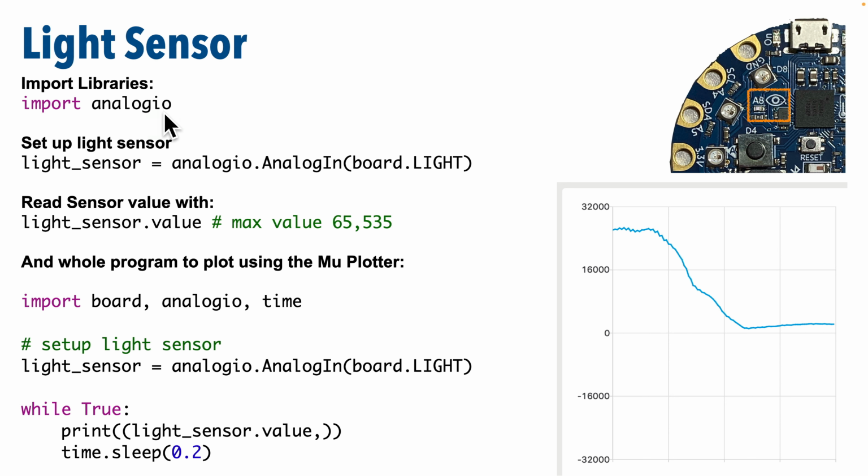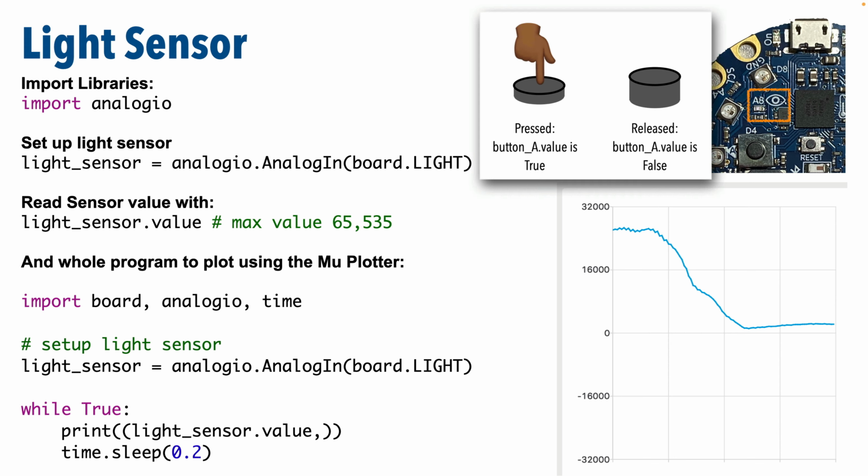And that's because the light sensor is considered an analog sensor. For now, you can think of the difference between analog and digital this way. Digital inputs have two states, 1 or 0. When we created our buttons, we used the digital I/O library, and that's because the button has two states. Either it's on, pressed, true, or off, not pressed, false.